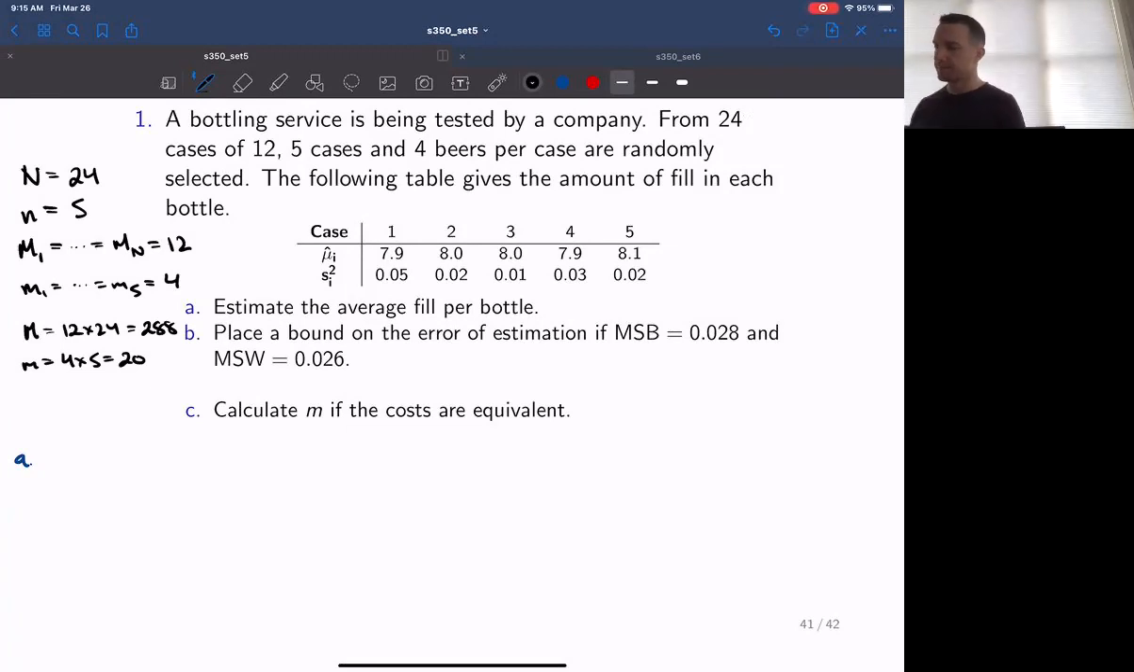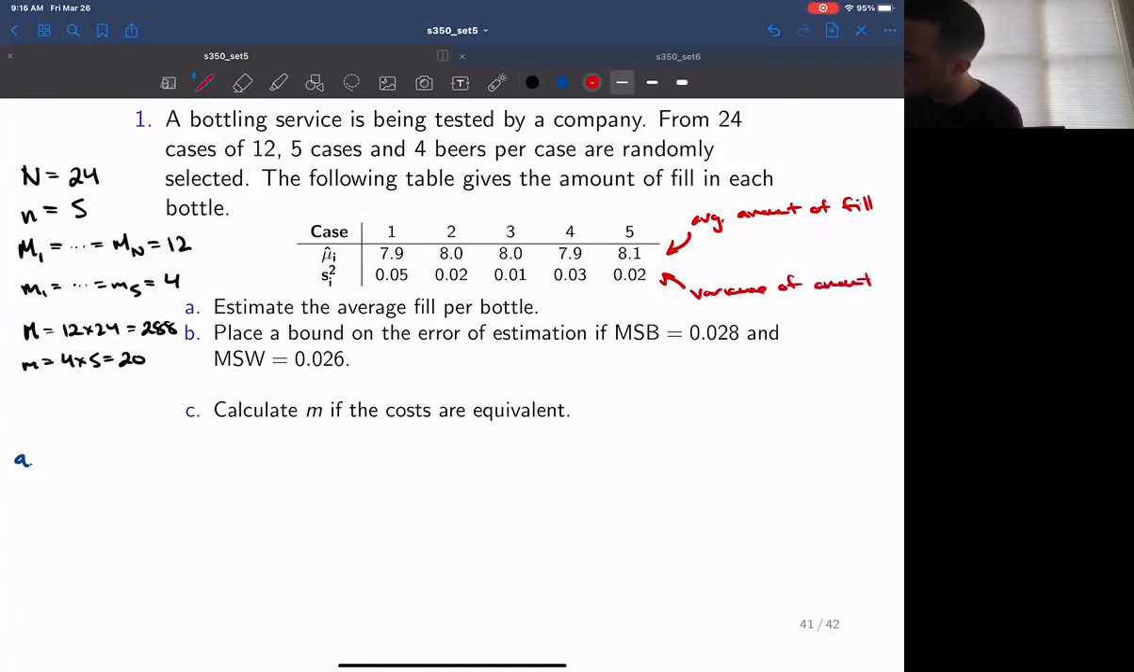Okay, so you can see that for each case of beer, we are given the mean or the average amount of fill per bottle. Okay, so here we have average amount of fill. And then here we have variance of amount of fill.